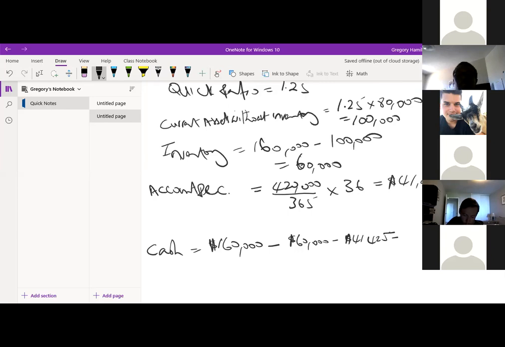Right, so yeah, there's no more to be added there. It's just to find what it's equal to. And that gives us cash of 58,575. Okay, everyone is clear on that? Yeah.